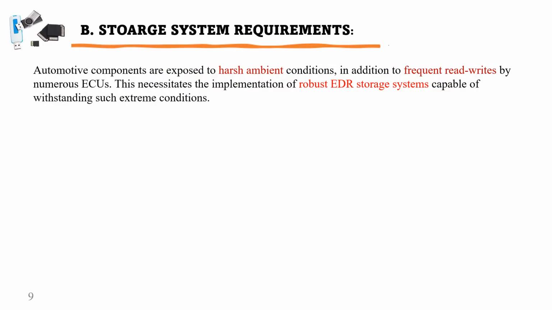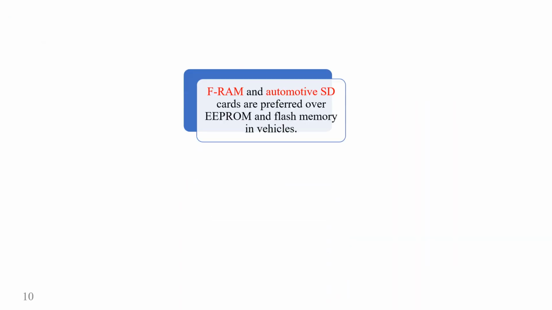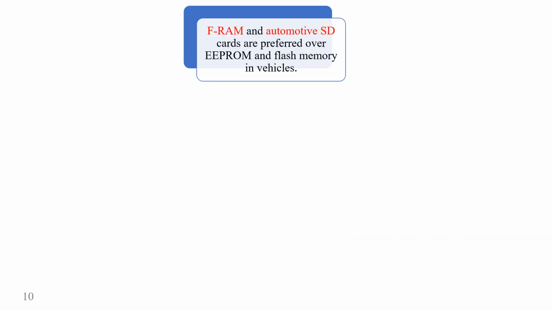Now coming to storage system requirements, a durable and robust EDR storage solution is essential for withstanding tough automotive conditions and frequent writes by numerous ECUs, in addition to being resilient to security attacks. Flash memory and EEPROM can't be used as a storage solution for EDR as they don't possess the necessary requirements for an in-vehicle data storage system. Here, FRAM and automotive SD cards come in handy as they possess all the necessary features.